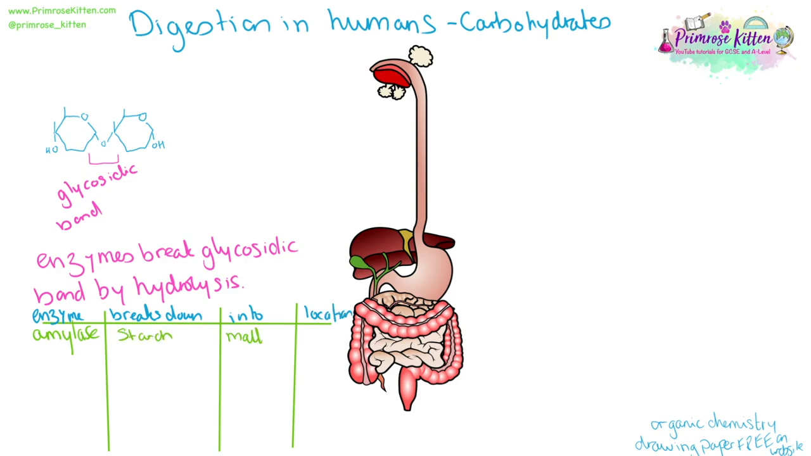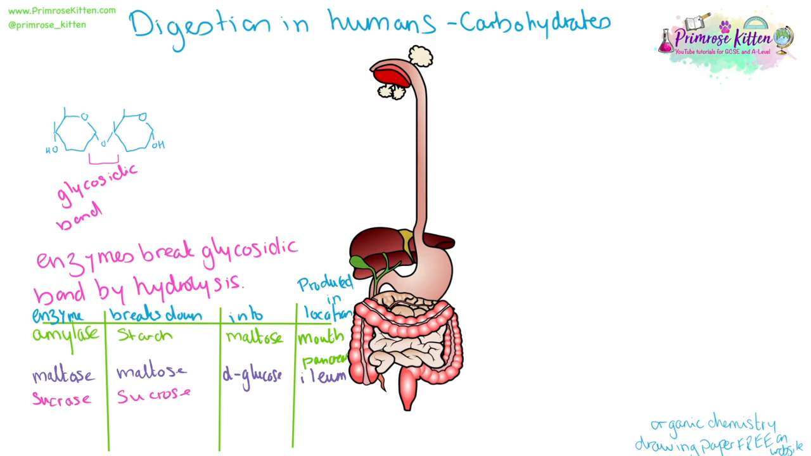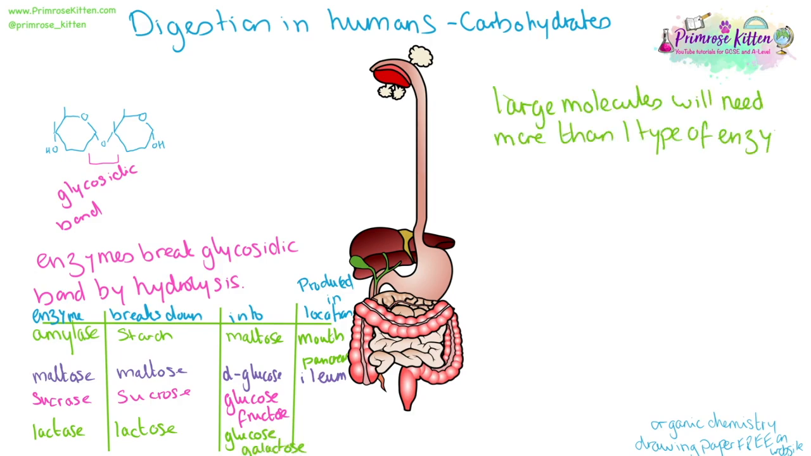Amylase will break down starch into maltose, and amylase is produced in the mouth and the pancreas. Maltase will break down maltose into alpha-glucose, and this is produced in the ileum or small intestine. Sucrase will break down sucrose into glucose and fructose, and lactase will break down lactose into glucose and galactose. Larger molecules, larger carbohydrates, will need more than one type of enzyme to fully break down into the constituent sugars.